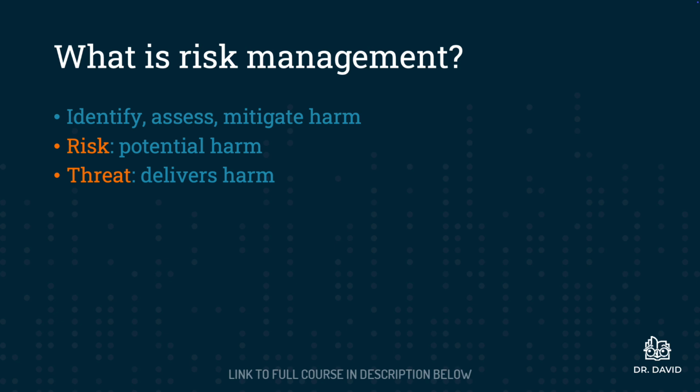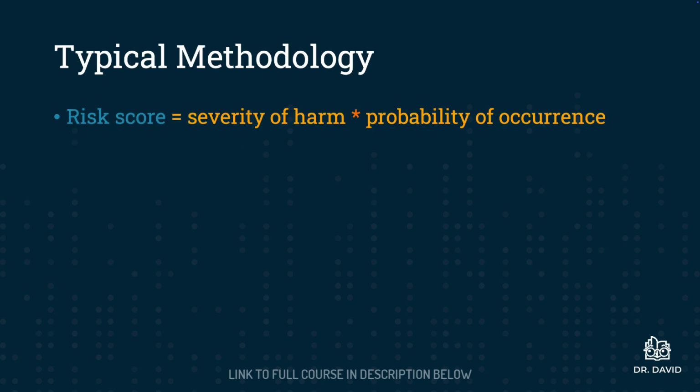And 2 other foundational concepts when it comes to risk management, of course, risk and threat. So a risk is the potential for harm, and a threat is what is the vehicle for delivering that harm. When it comes to calculating risk or our risk score, the typical methodology or formula is as follows. And yes, this could be on the exam, so you should probably remember this. The typical methodology is risk equals severity of harm times probability of occurrence.